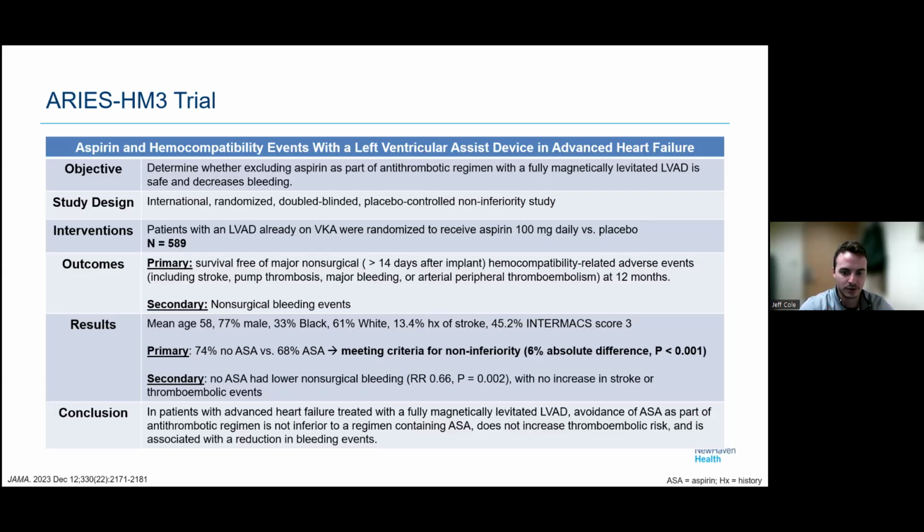What it found was that there is an increase of thromboembolic events and a decreased risk for bleeding. So here at Yale, we have stopped routinely prescribing aspirin in patients with LVADs as a standard of therapy. Not to say that some patients aren't on aspirin for another reason, but post-implantation, we're not routinely starting low-dose aspirin in these patients.